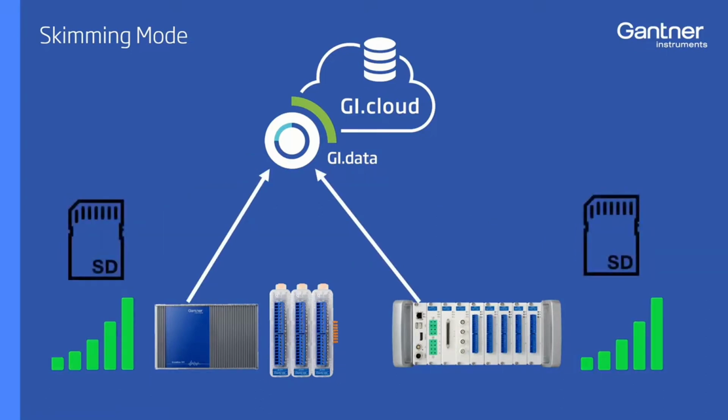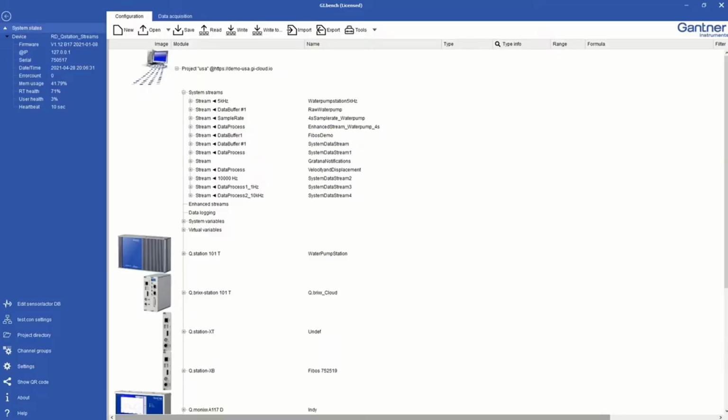In order to enable skimming mode, you will need a storage media on the Q.controller, and the capacity depends on the data requirements of the application.